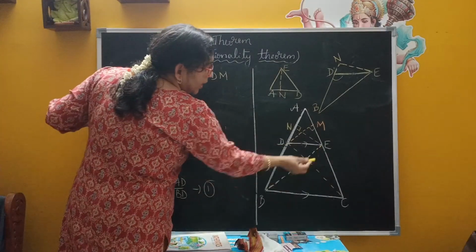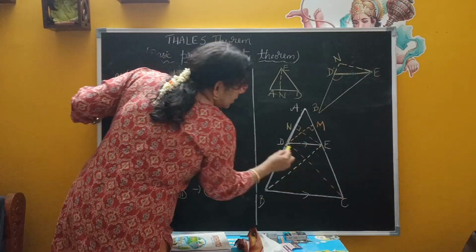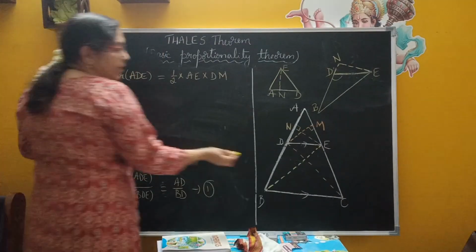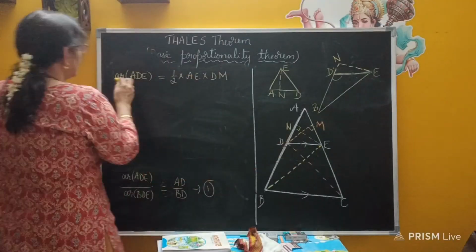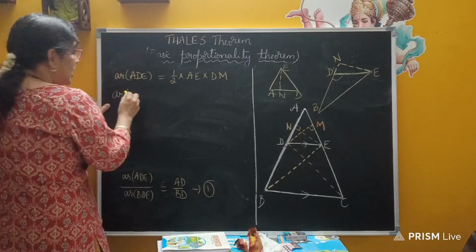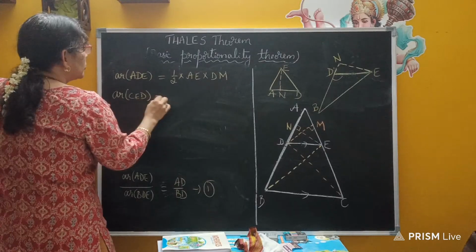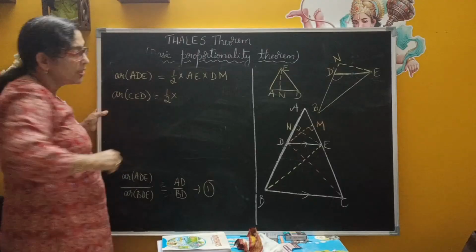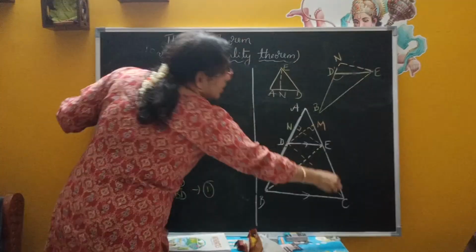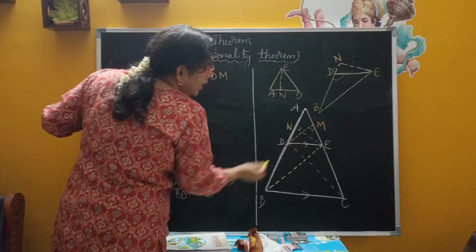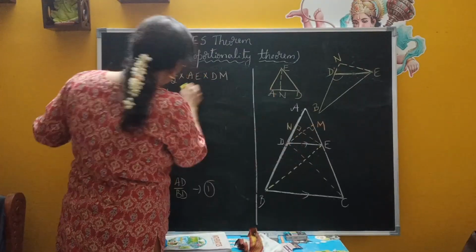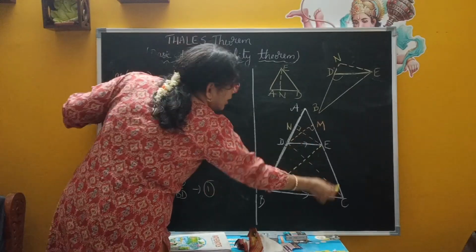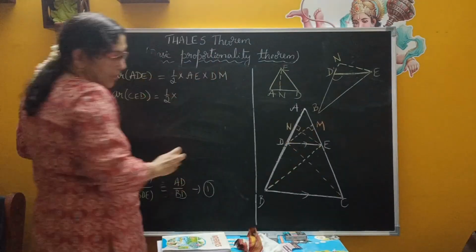It is this triangle. Which one? DEC. Triangle DEC, or we can write this as CED also. Okay, so now area of triangle CED is equal to half of, which is the base? CE is the base, and which is the height? This DM is the common height. For this obtuse angle triangle CED also, DM is the height.